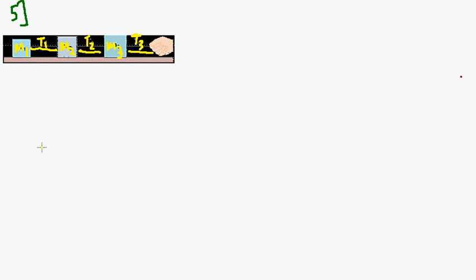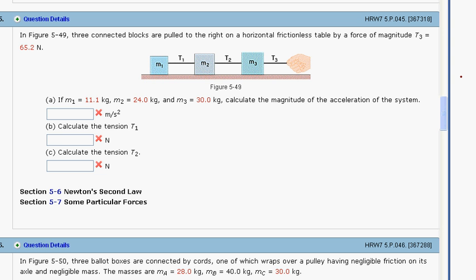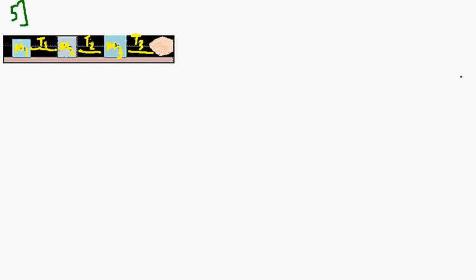First, they want to know the acceleration of the system. It's pulled on with some force of T3, in my case 65.2 newtons, but whatever. And they give you the masses of the blocks. You're given T3 and M1, M2, M3. So part A is, what's the acceleration of the system?